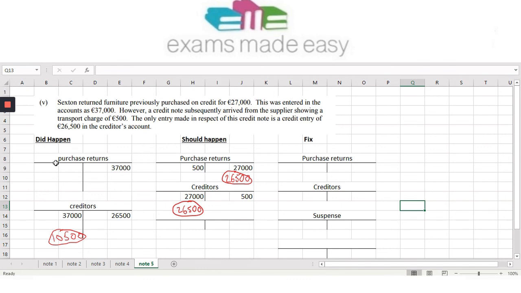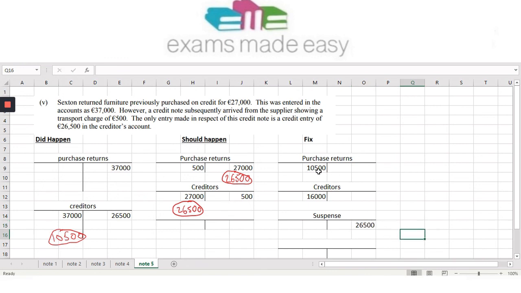So with the purchase returns, currently I have 37,000 on the credit side. I want to get 26,500 on the credit side. In order to do that, I debit 10,500. The creditors account, I currently have 10,500 on the debit side. I want 26,500 on the debit side. So I debit 16,000. Suspense is fairly straightforward. There's nothing on this side, so it's the total of these two, 26,500.